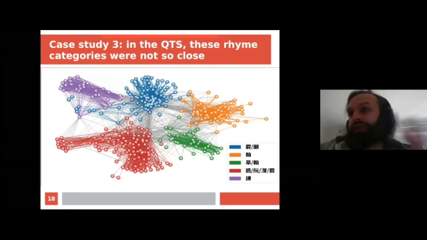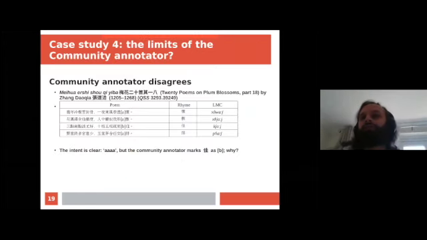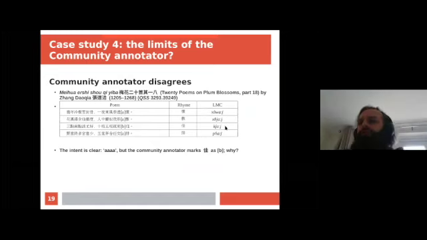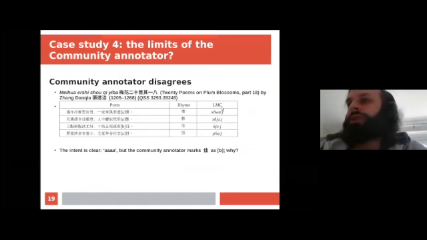So we'll come back to this a bit later, but let's go with the fourth case study, which maybe shows the limits of the community annotator. Here we have a very simple poem with 4 rhyming characters, and here I didn't go with Baxter and Sagart, but I've used the reconstruction by Edwin Pulleyblank of Late Middle Chinese.